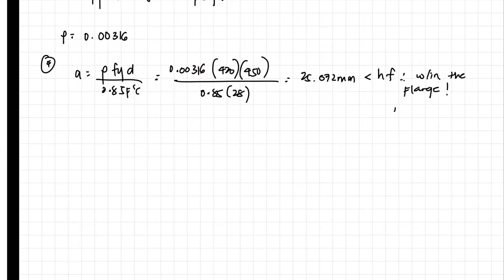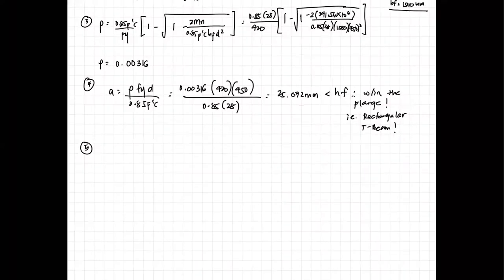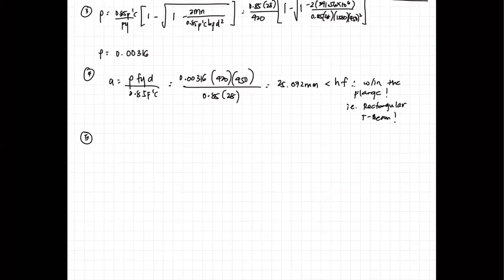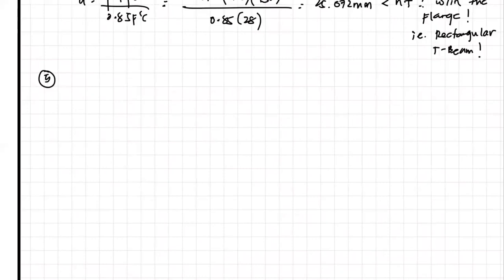And ano nga pag within the flange? Within the flange, therefore, siya ay rectangular T-beam. Okay? So, kung rectangular T-beam siya, continue tayo as is, no? So, ibig sabihin, as parang beam na yung consideration natin sa kanya.